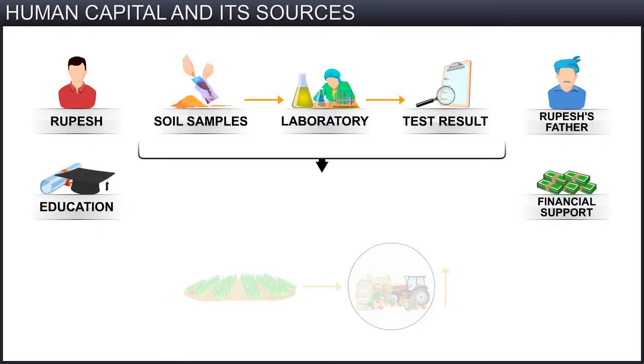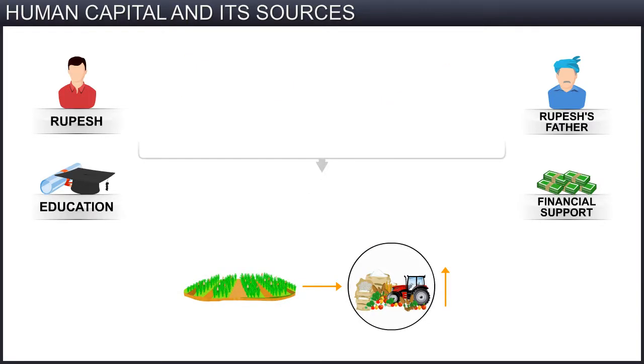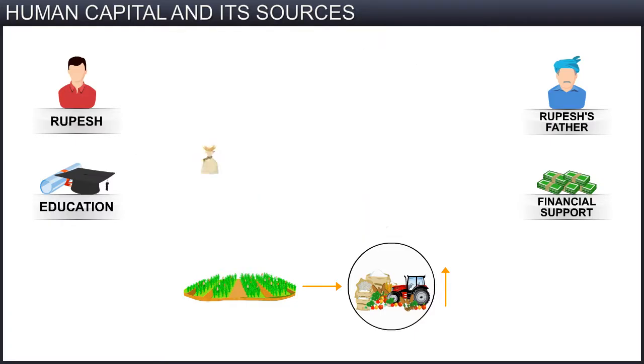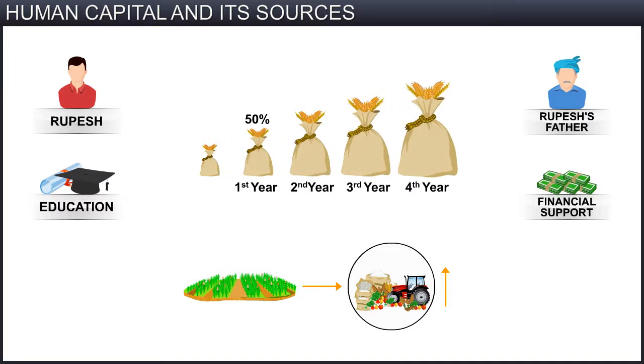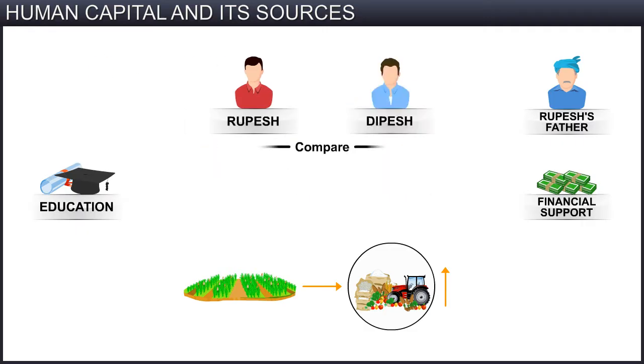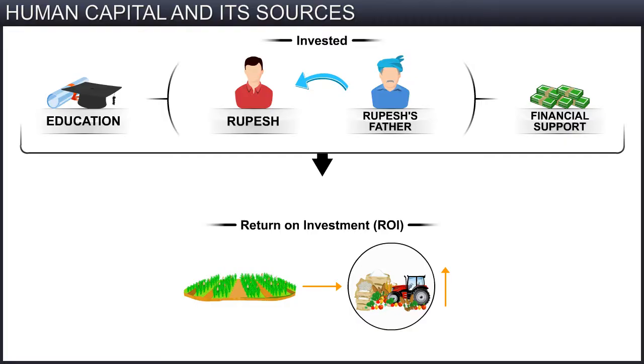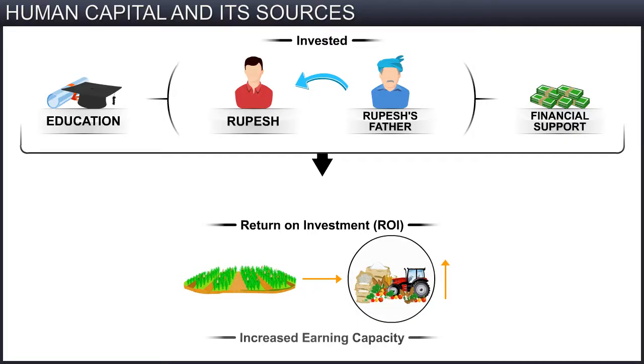Based on the test results, he selected specific crop varieties to be grown on the land. He also studied the best practices followed by more advanced countries and implemented them with the help of the latest technologies. In the first year, the crop yield from his land increased by 50%. This gradually increased further year after year. If we compare Rupesh with any other human capital resource, we can say that Rupesh's father invested in Rupesh. As a return on investment, ROI, Rupesh increased his family's earning capacity.